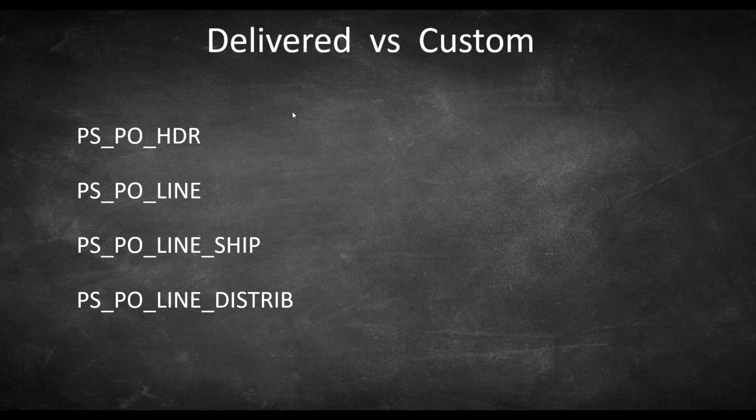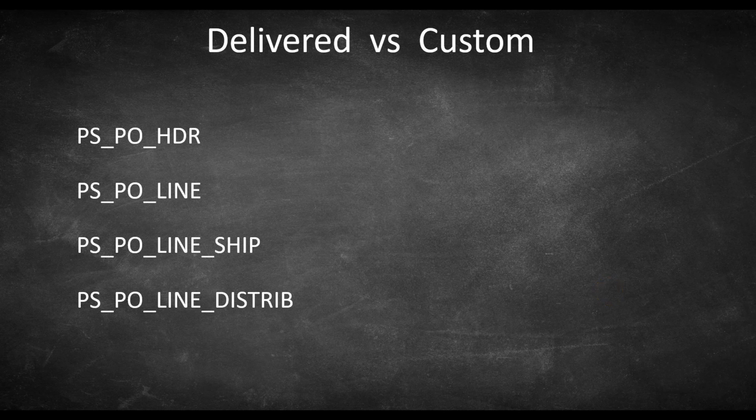So you can see that these are the four main tables to store the transaction data for purchase orders in PeopleSoft: header, line, ship, and distribution. Now, these are the delivered tables. That means this functionality has been delivered to you by PeopleSoft. Now, suppose we want to create a SQL view. It will just contain all the POIDs which are created on the current date.